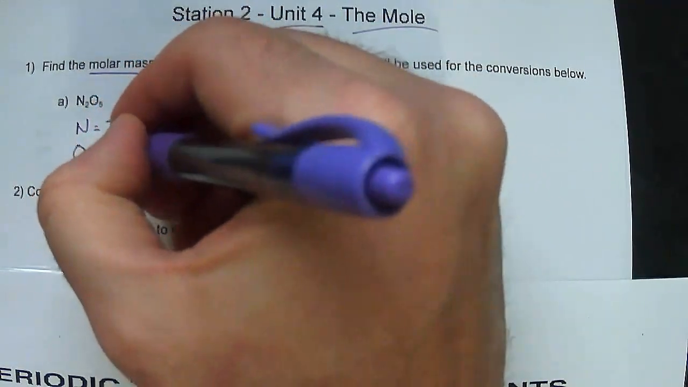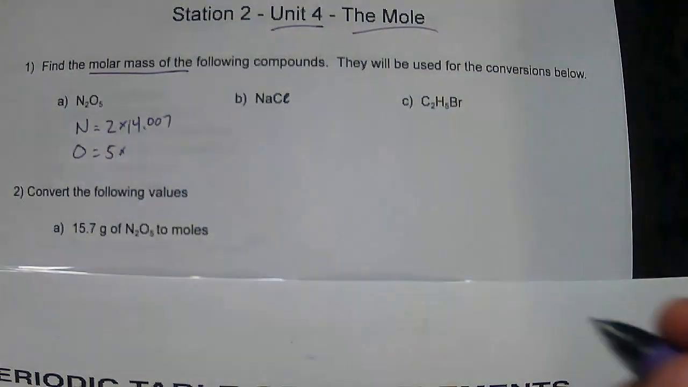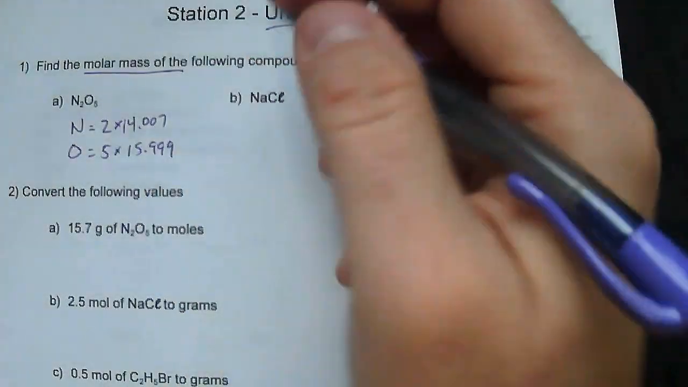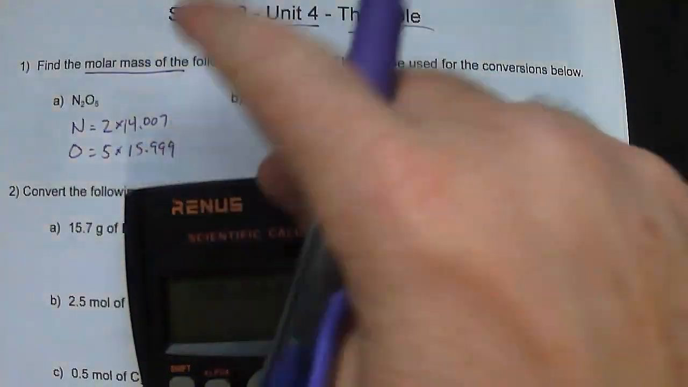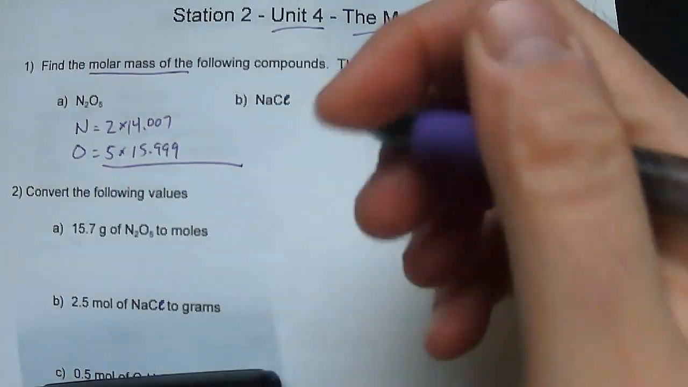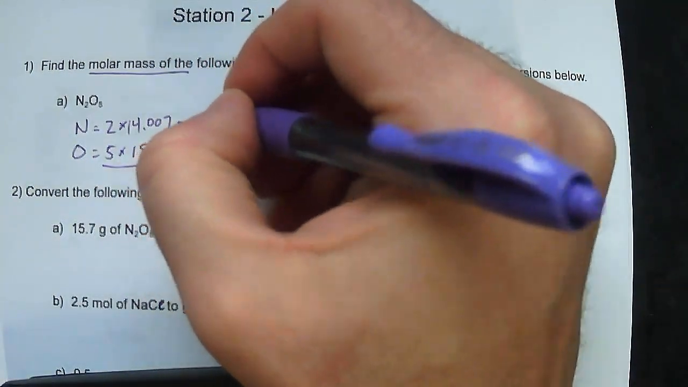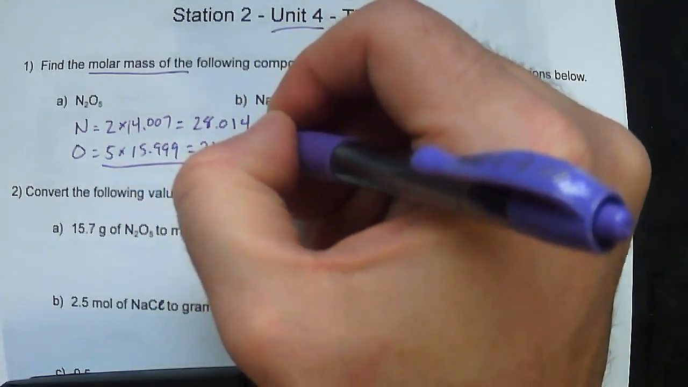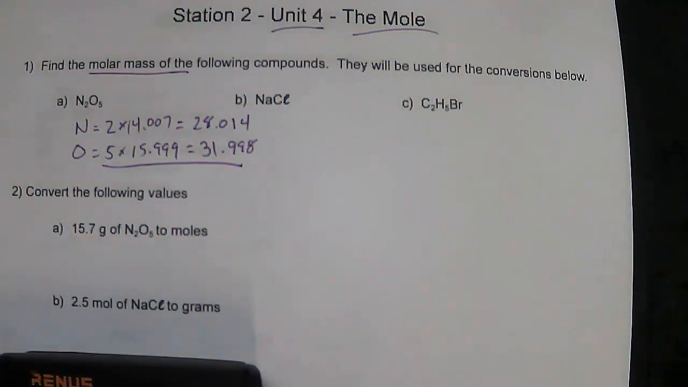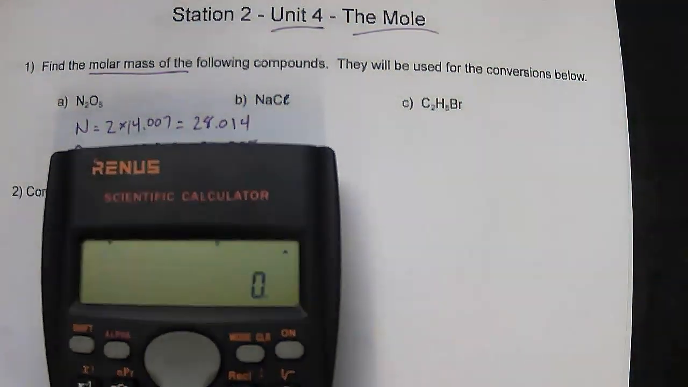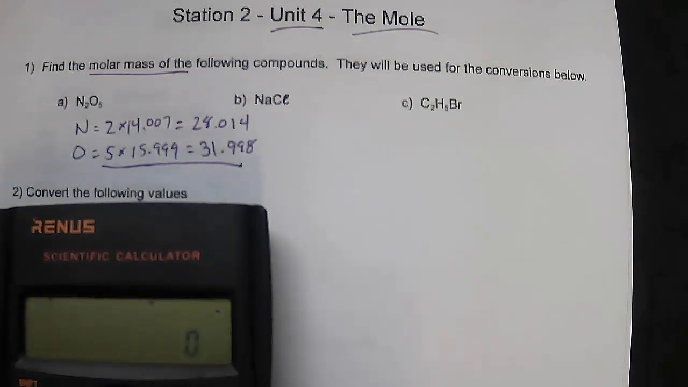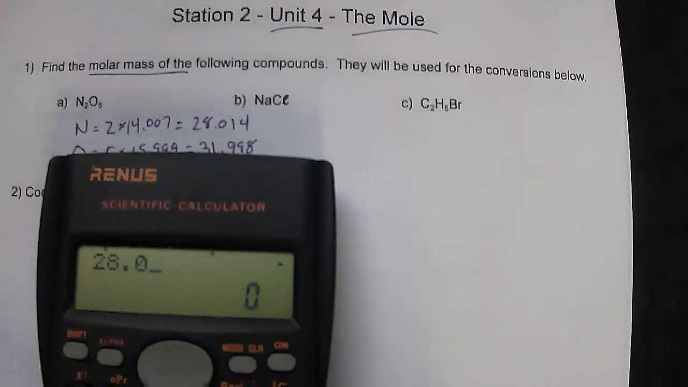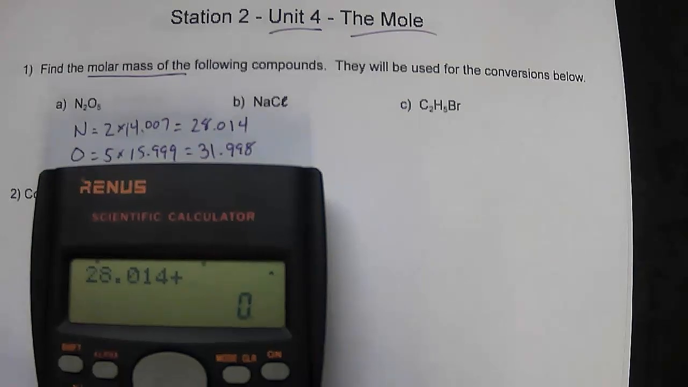14.007. This is 5 times 15.999. Take those and multiply that. We multiply and then add them up. Okay, so this is going to be 28.014, and this is going to be 31.998. We add those up. Make sure I add those right.